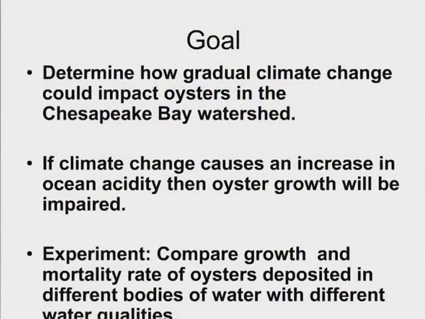Our goal was to determine how gradual climate change would impact oysters in the Chesapeake Bay watershed. And we felt that if climate change causes an increase in acidity, then oyster growth will be impaired because it impacts the shell structure and also the hinges of the shells and other things, reproduction. And our experiment was to compare the growth and mortality rate of oysters deposited in different bodies of water with different water qualities.